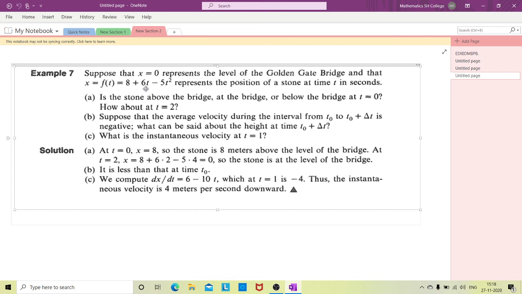Third one, what is the instantaneous velocity at t equal to 1? Now instantaneous velocity is the limit of the average velocity and it represents the first derivative. Here you have x equal to f of t, so the first derivative is f dash of t, that is dx by dt. Here f dash of t is 6 minus 10t. When you put t equal to 1, you will get 6 minus 10, so it is minus 4. Therefore, again you got a negative quantity. It means that the instantaneous velocity is 4 meters per second downward. Since the velocity is negative, it is downward.